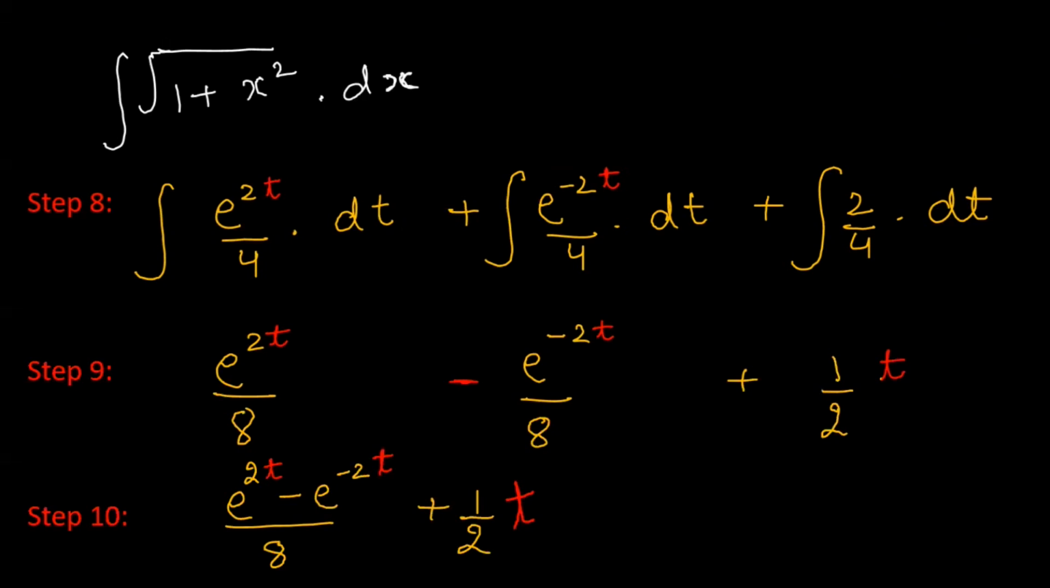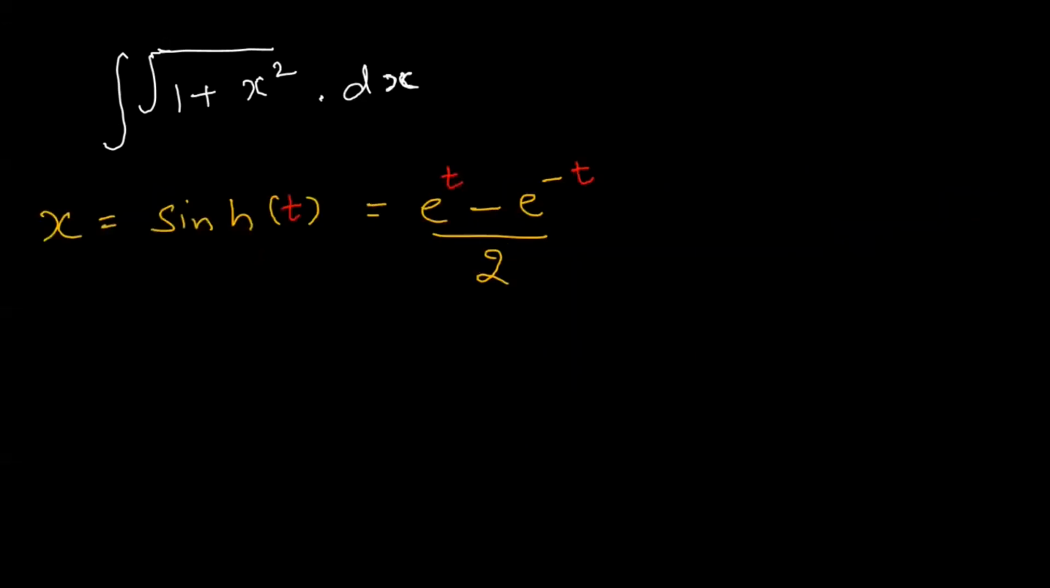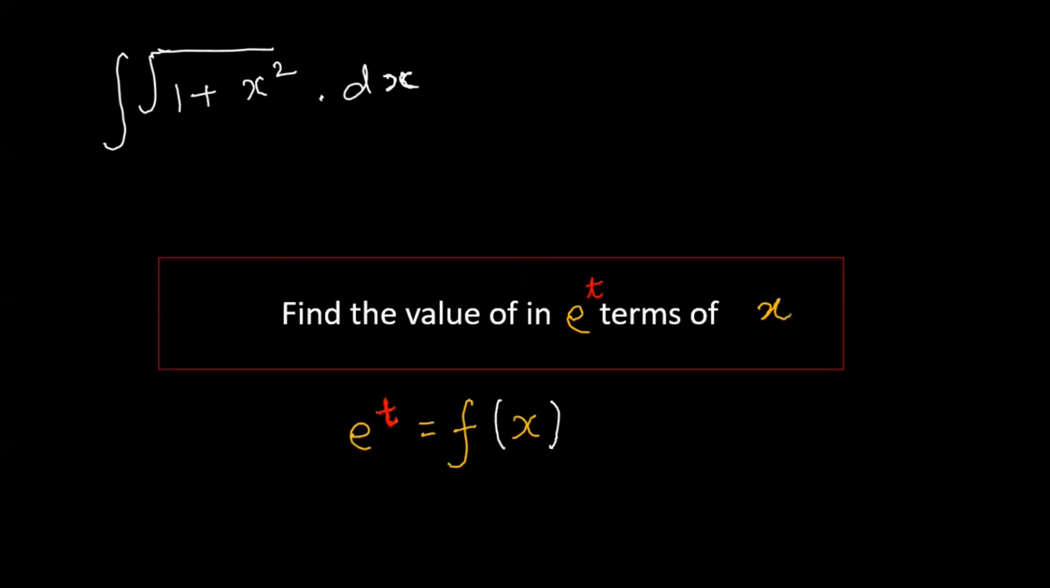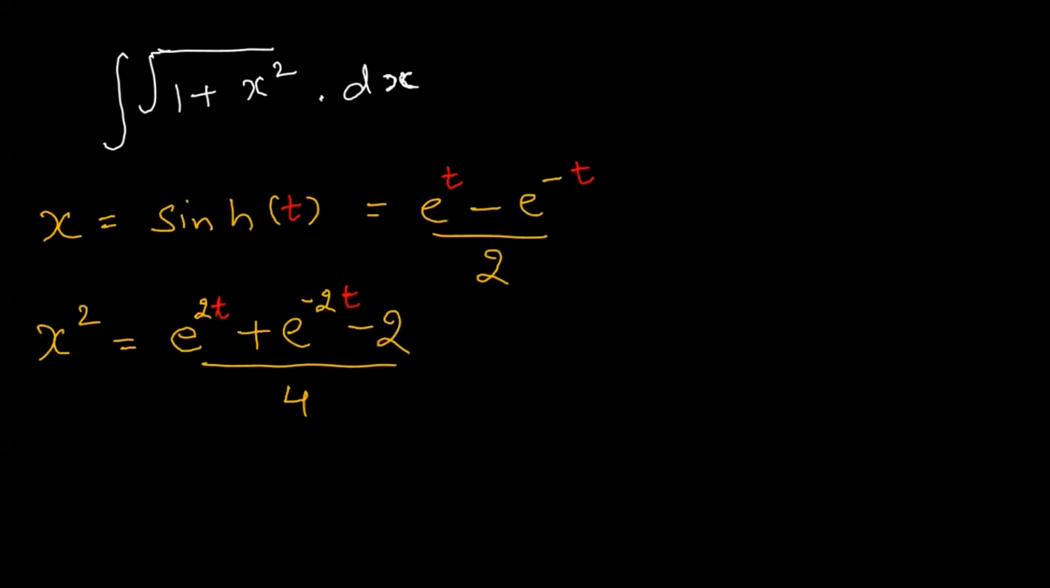Now our main aim will be to convert this form from t to x. Here we'll have to do a pretty good amount of algebra, so let's switch to algebra. Our main motive will be to find the value of e raised to t as a function of x. So here we're going to square the x function.